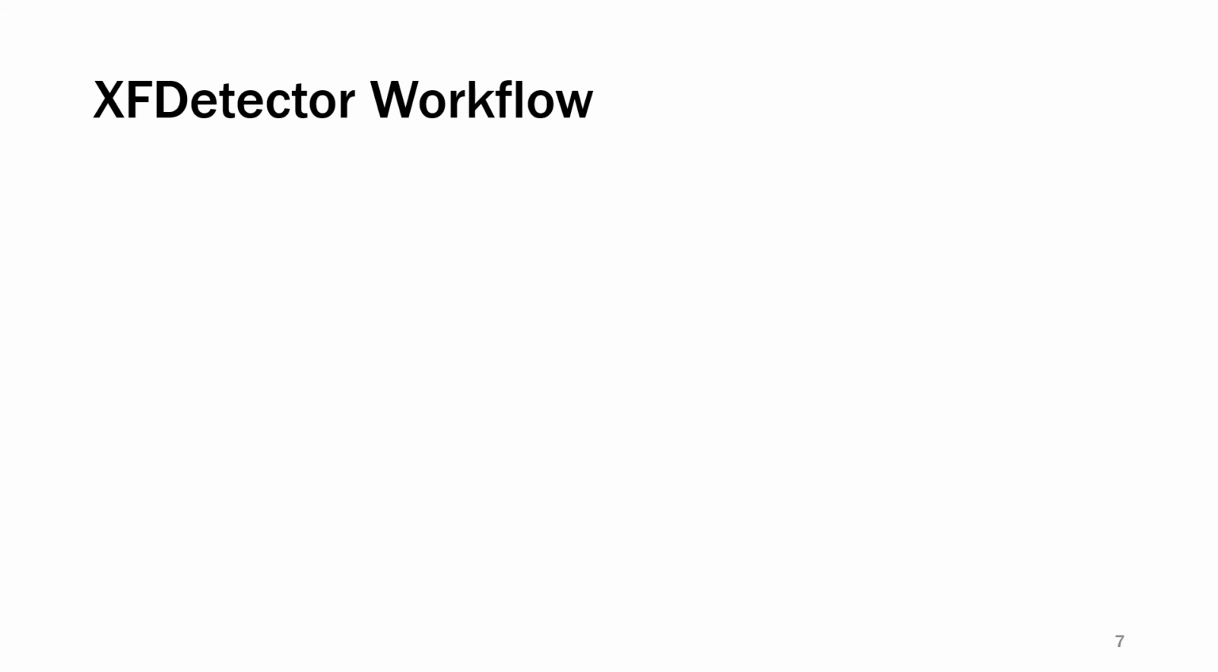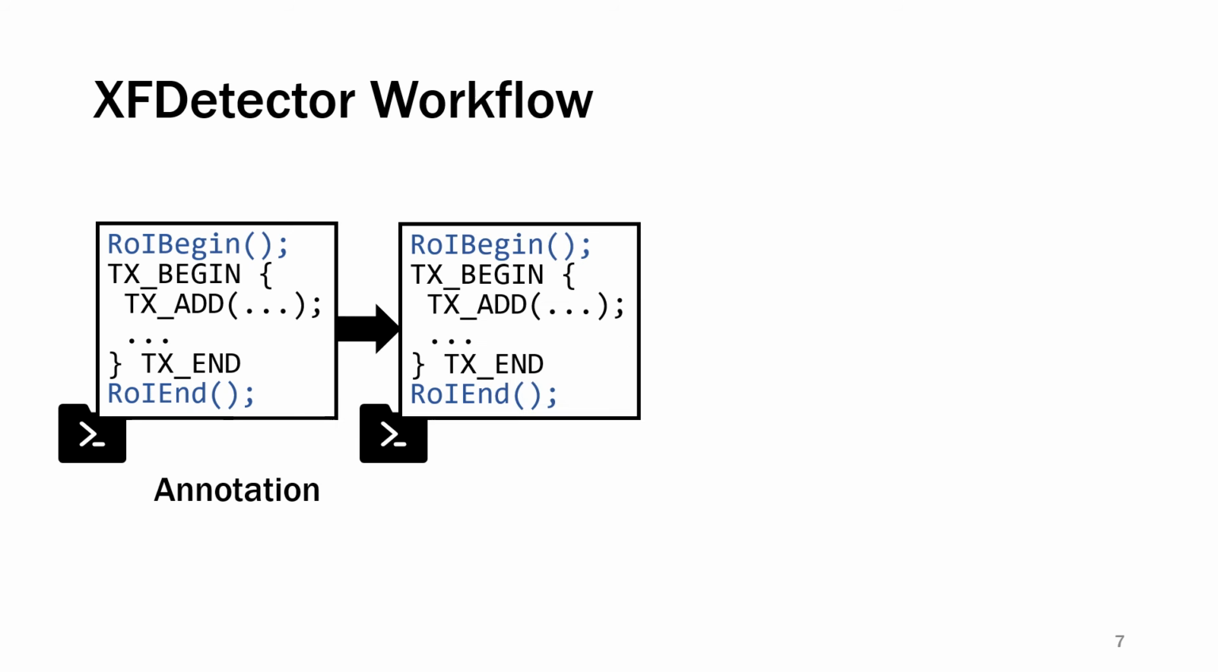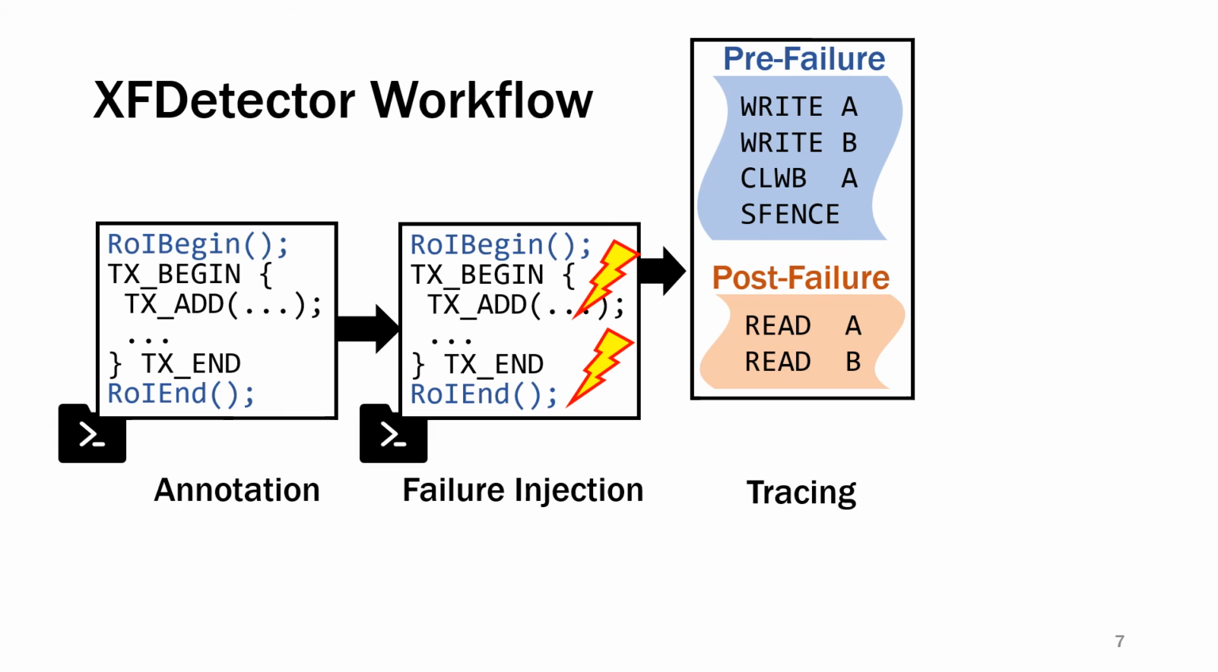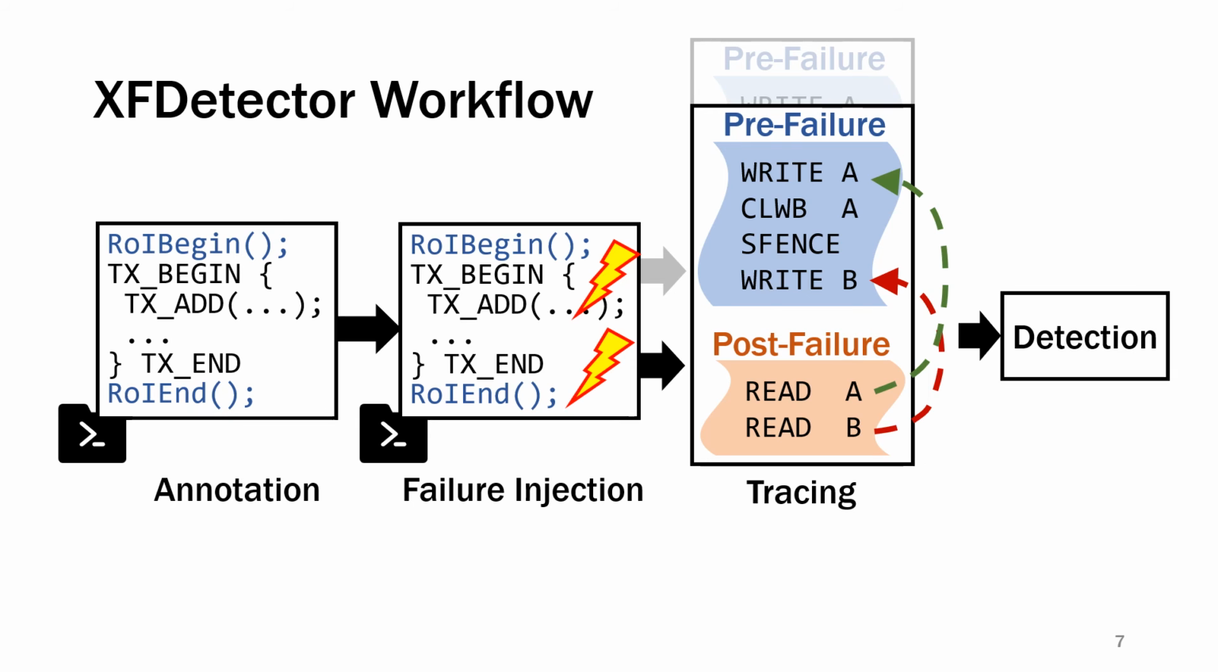To detect incorrect interactions across failure, we provide XDetector. Here is the workflow. First, the annotated program is injected with failures by XDetector. And for each failure point, XDetector traces PM operations during both the pre- and post-failure stages. And then, XDetector detects if there are any incorrect interactions across failure by checking if the post-failure stage is reading from inconsistent data left by the pre-failure stage.